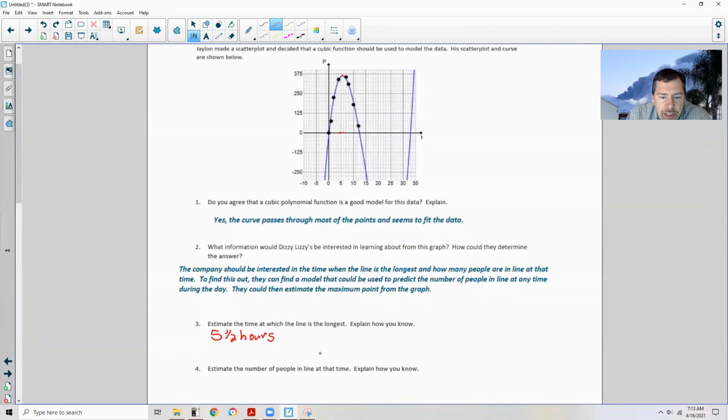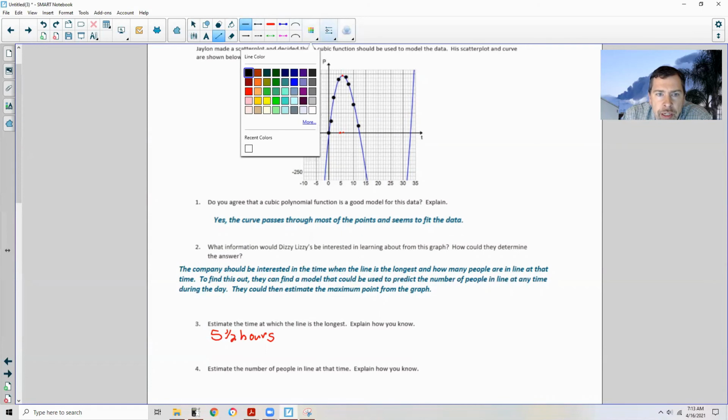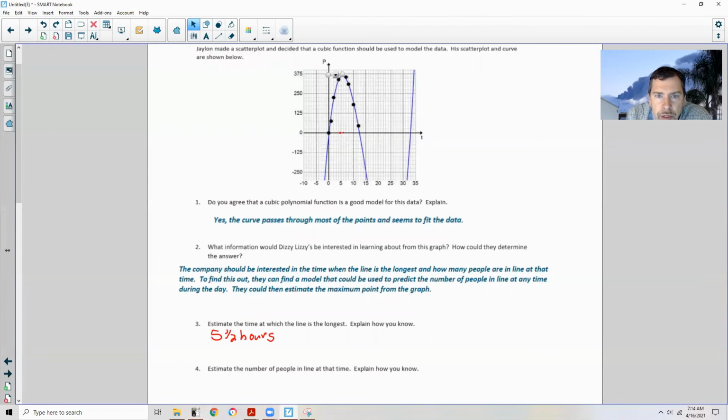Number 4, estimate the number of people in line at that time. Well, to estimate the number of people in line at that time, let me get a line here and make it thin. And let's make it green. So if I choose that point right there and I come over and make a straight line over to the side there, that is my f of x or my y value. And that is occurring at 250, 375, 1, 2, 3, 4, 5. It took 5 squares to get from 250 to 375.